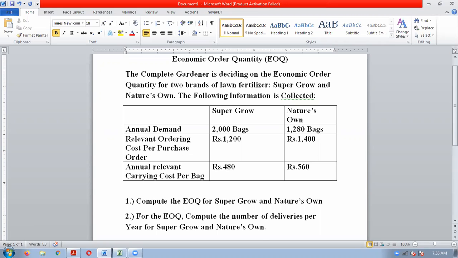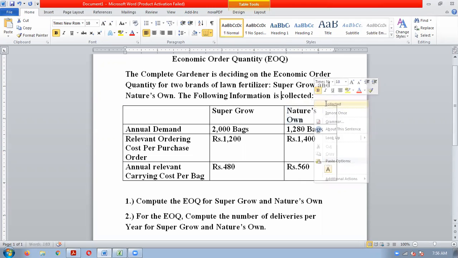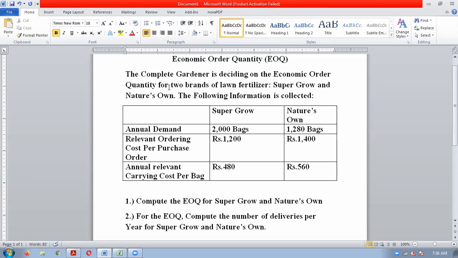So this is the illustration. Here we have to calculate the economic order quantity first for the two products given, Super Grow and Nature's Own. Let us first read the question once, then we will understand how to solve it. The Complete Gardener is the name of the company. It is deciding on the economic order quantity for the two brands.